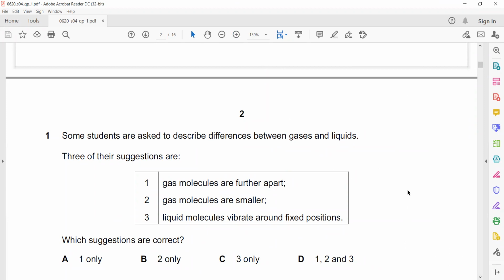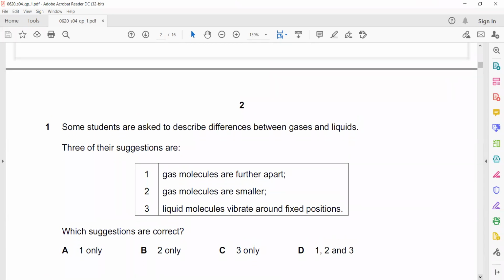Some students are asked to describe the difference between the gases and liquid. Three of their suggestions are given, which suggestions are correct? You can use a screen annotation to state the answer or a chat, but I want participation from everyone. Besra, Heather, Nourish, Hiba, Abdullah Khan. You can use a chat if you are not able to annotate.